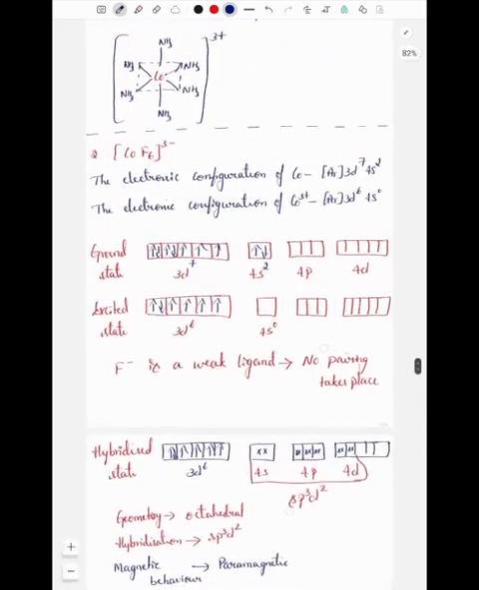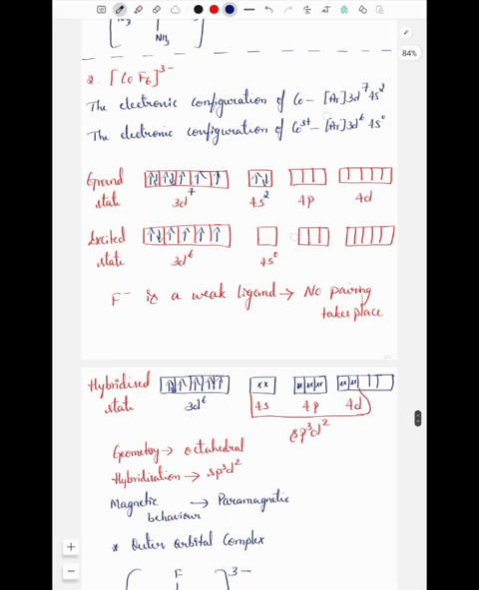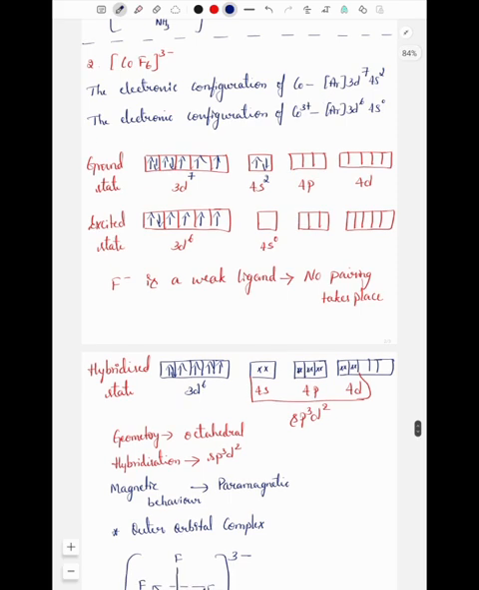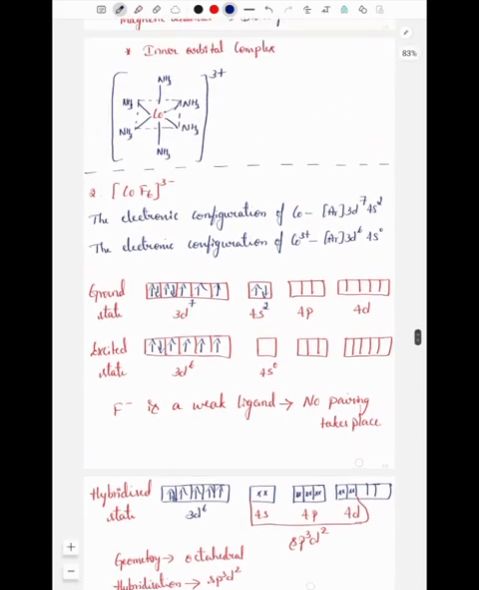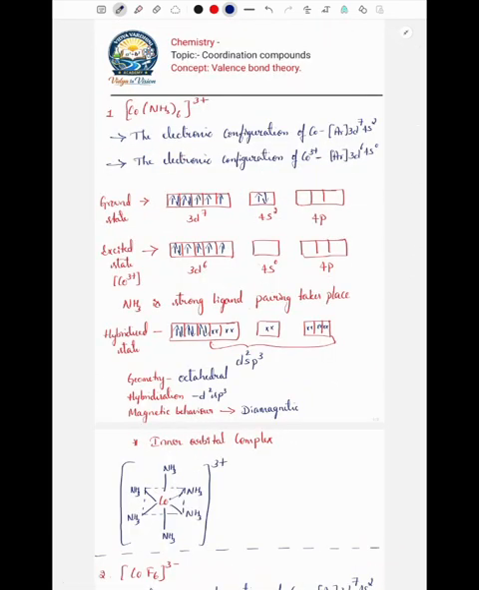Now in one complex the hybridization is d2sp3 and in the other complex it is sp3d2. It majorly depends on whether the ligand is a strong ligand or a weak ligand. In order to understand which is a strong ligand and which is a weak ligand, we need to study the spectrochemical series, which is there in our upcoming videos. Please do watch out. Hope you understood these two complexes.